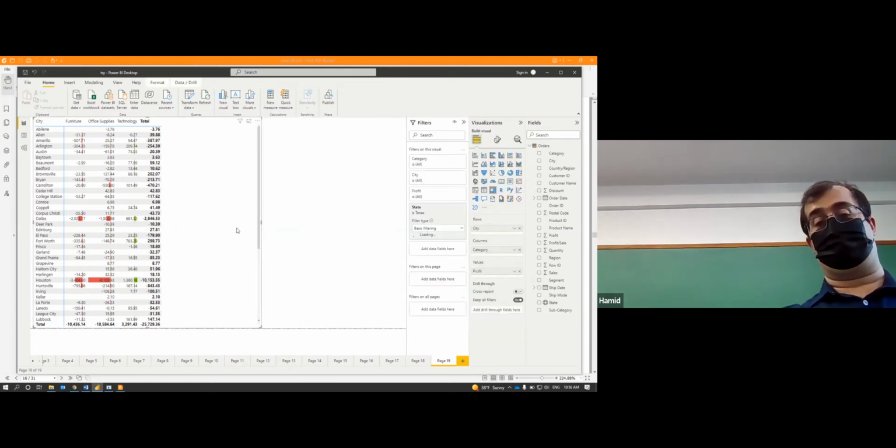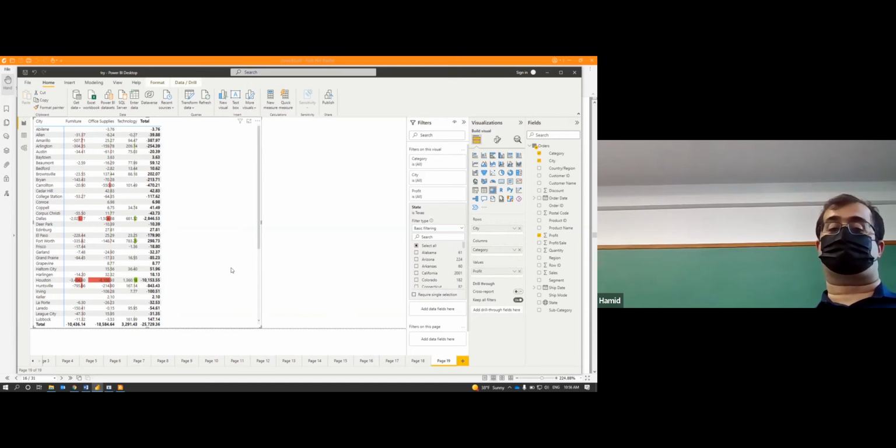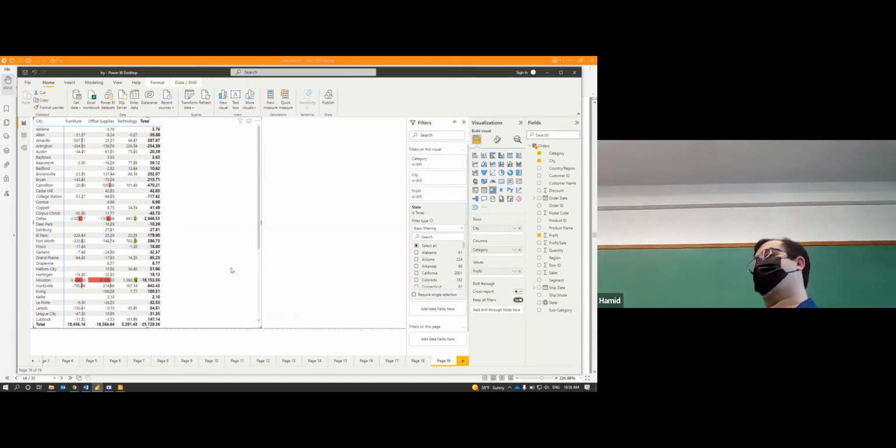Okay, so matrix, filtering states, then imposing a color pattern on top of the cells. These are all the big picture of what I did in here.